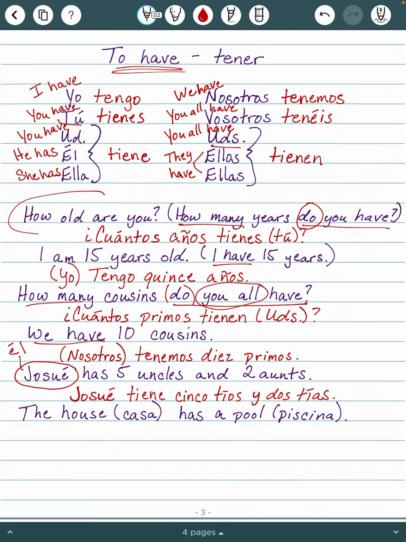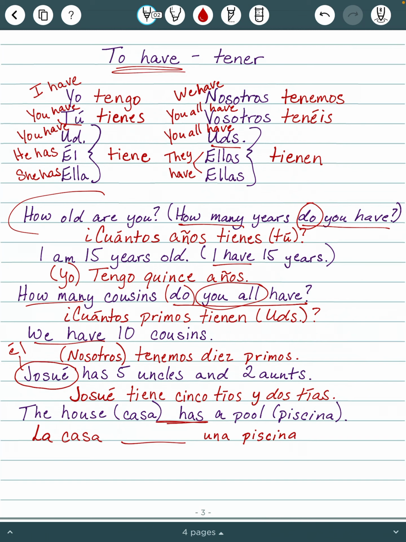All right, last sentence here. The house has a pool. So the word for house is casa. It is feminine. La casa. Ooh, and then we've got something tricky here to say the house has. So I'm going to leave a blank here. It has a pool. And pool is feminine, una piscina.